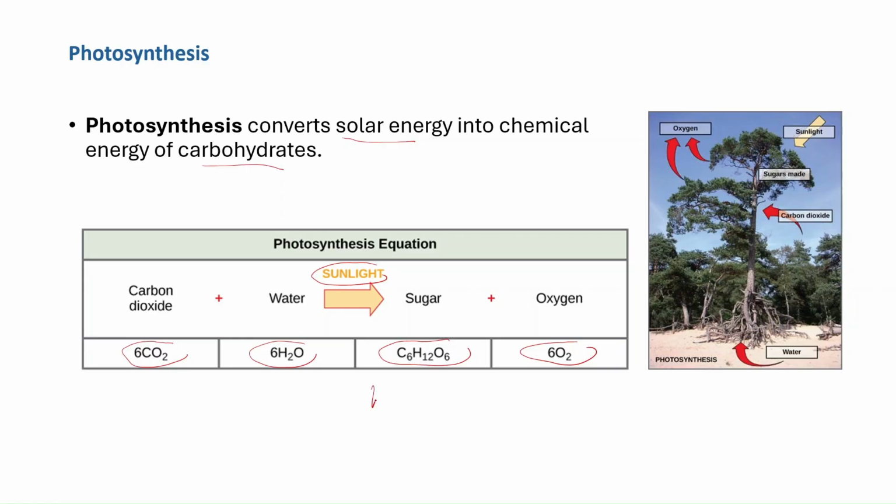You do need to know this equation. That's the overall equation for photosynthesis. Notice that it is the opposite of the overall equation for cellular respiration. The only difference is that instead of sunlight, cellular respiration produces ATP. Okay?